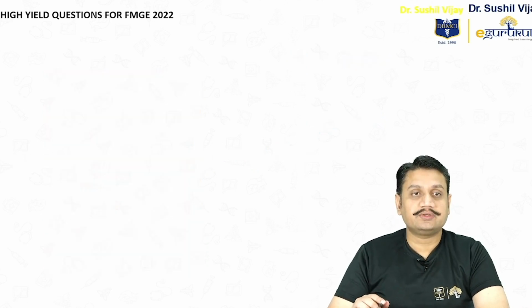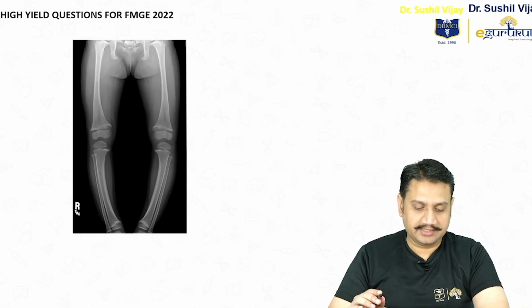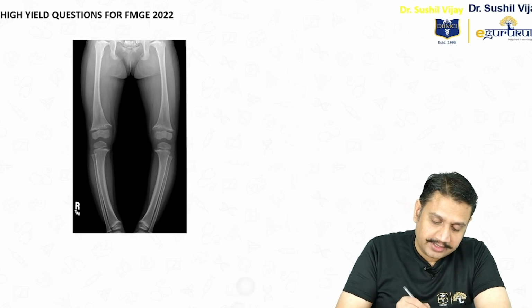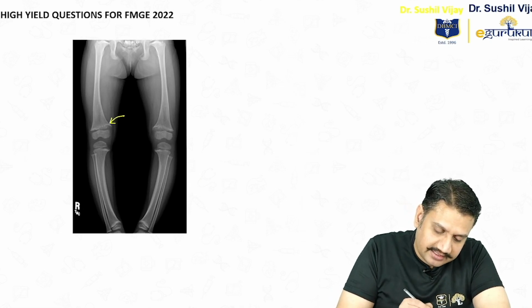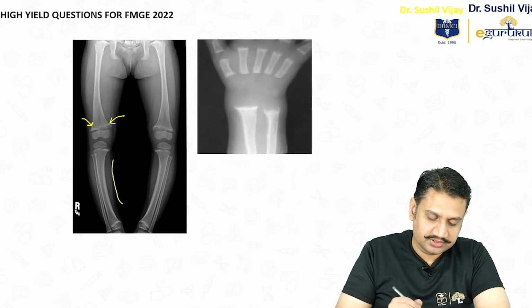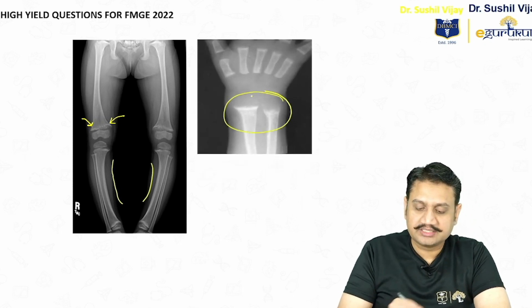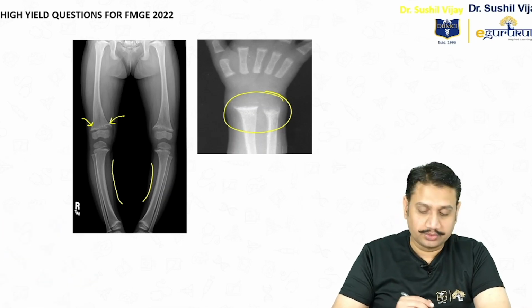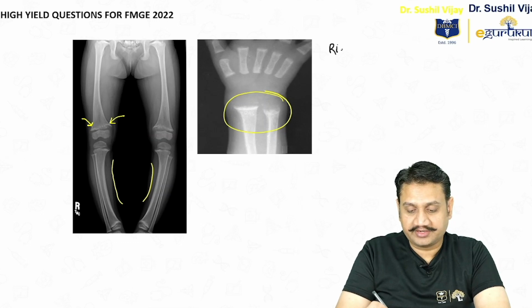Okay, so one more, we have one important X-ray image. What do you observe in this particular image? You can see that the metaphyseal area is very irregular and it is widened as well. The bones seem to be widened. See the metaphyseal splaying and the fraying. So what exactly is this pointing to? This is an X-ray of rickets.